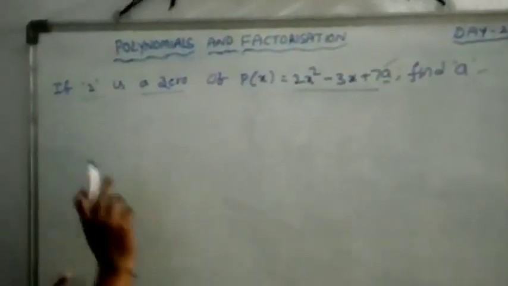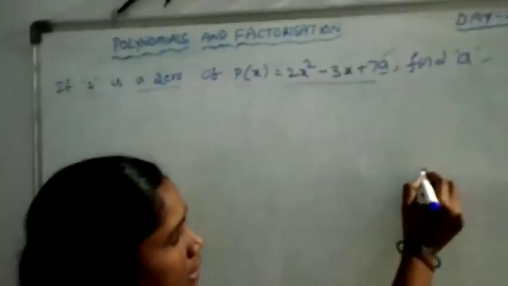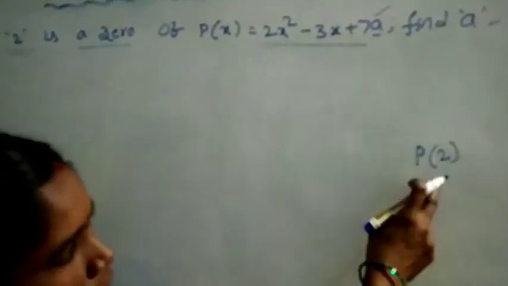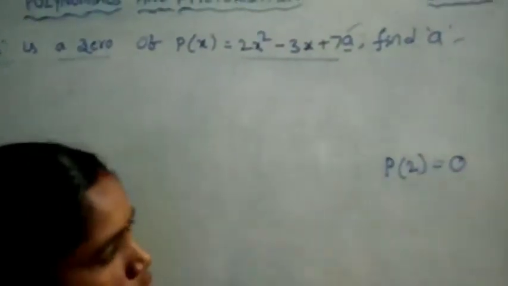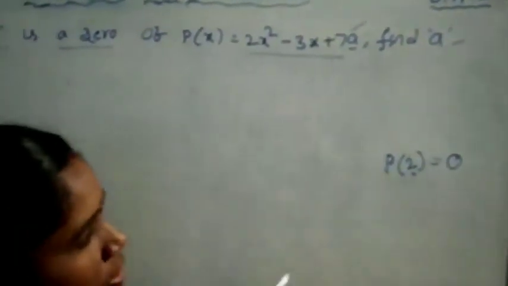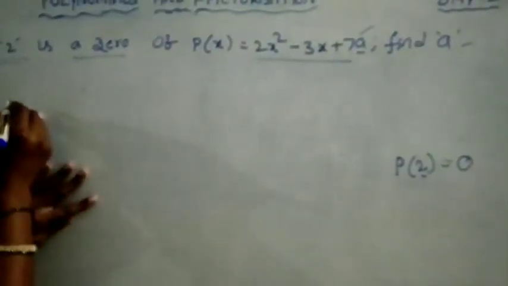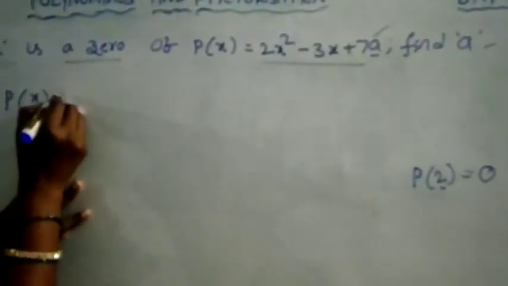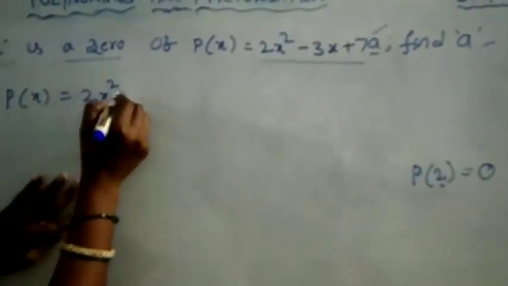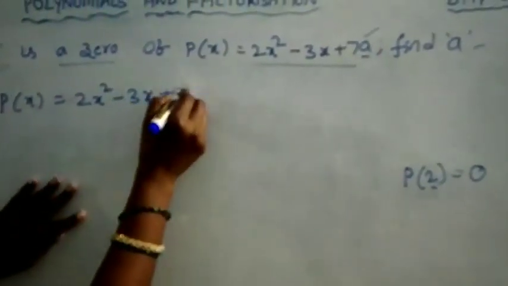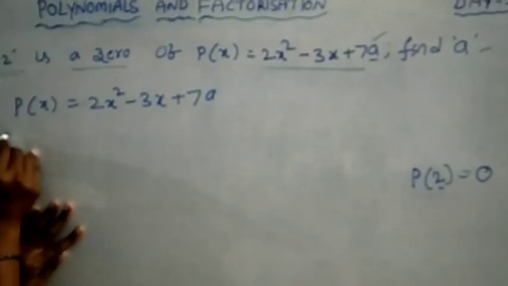If 2 is the 0 of the polynomial, what does that mean? If we replace the variable in the given polynomial with 2, we will get the answer 0, because 2 is the 0 of the given polynomial. Okay, children. Now we will see the solution. Given polynomial p of x is equal to 2x square minus 3x plus 7a.